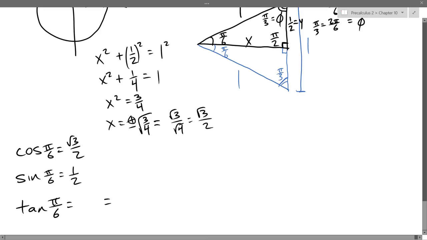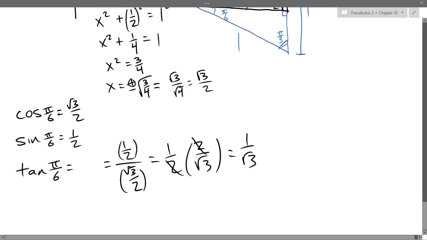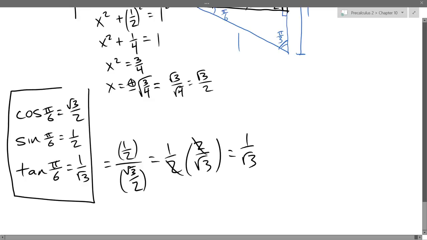So our tangent will be sine over cosine, or y over x. So we'll write that 1/2 over square root 3 over 2. And now, unfortunately, we can't just reduce right away. We're going to have to multiply by the reciprocal of the denominator. And we very easily now can cancel the 2s. So we have 1 over square root 3. And unless you rationalize, that's as good as it's going to get. So we just have 1 over square root 3 as our tangent. And we'll put those in a box.